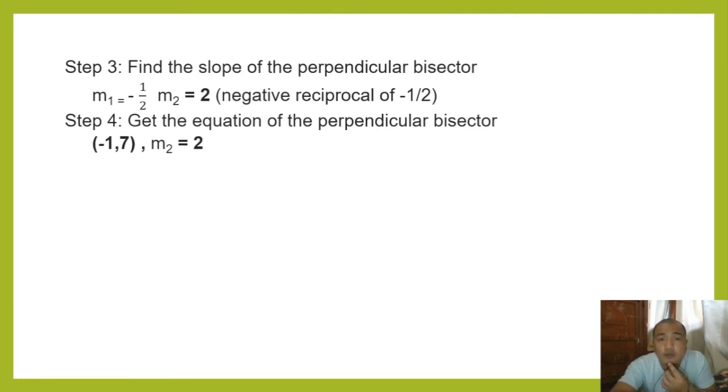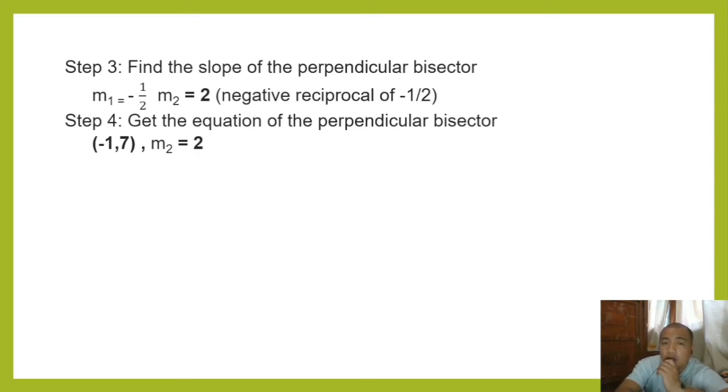So we are now ready to get the equation of the perpendicular bisector, and that is a line whose slope is positive 2 and given the point (-1, 7). Where did we get (-1, 7)? This is actually the midpoint of the line segment. We get this point because the perpendicular bisector passes through the midpoint of the line segment.